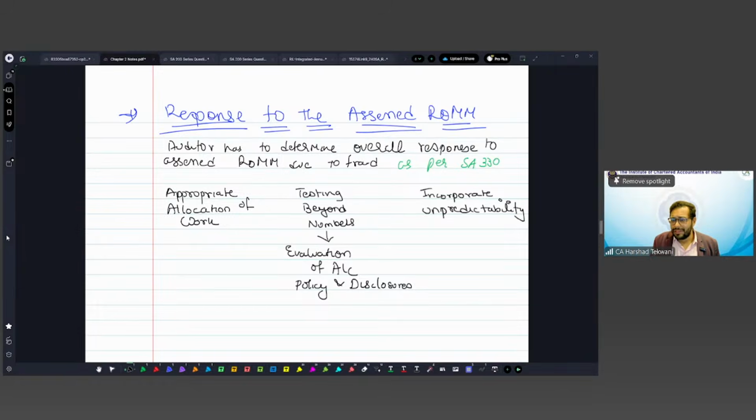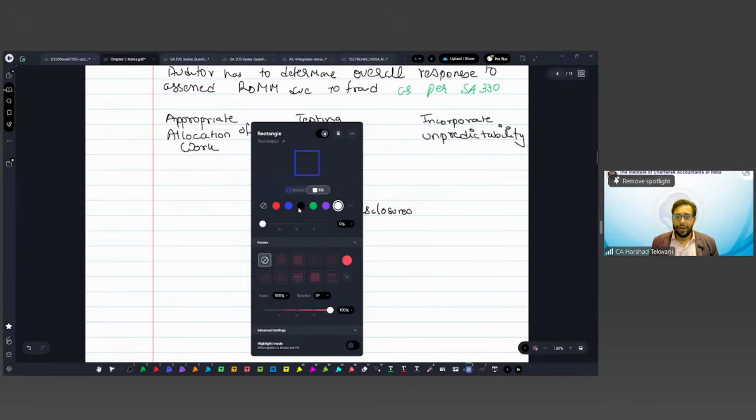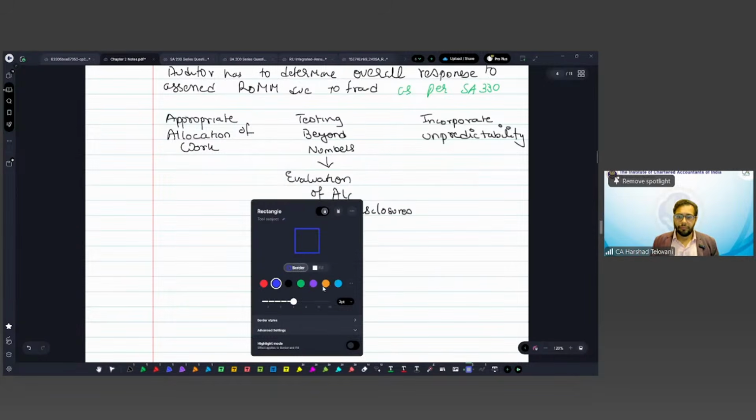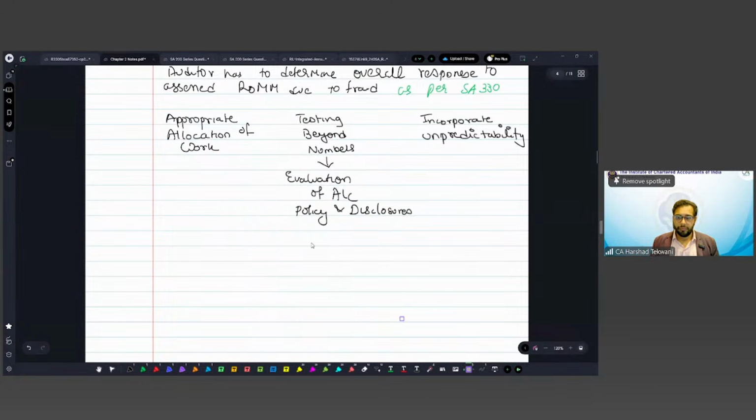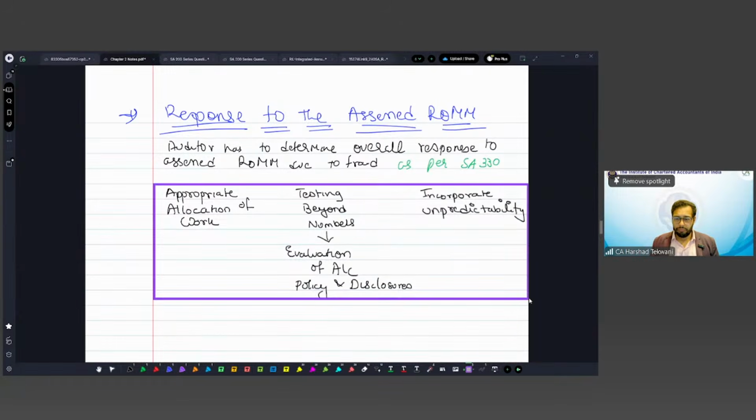Can anyone tell me what this is? Unpredictability. Yes, Geet, very good. What is unpredictability? See, unpredictable means, sir, when we have allocated some time and resources for a particular work, and suddenly in that area the fraud risk is there, then we have to spend more time on that. Then we have to deep dive into the process, right?